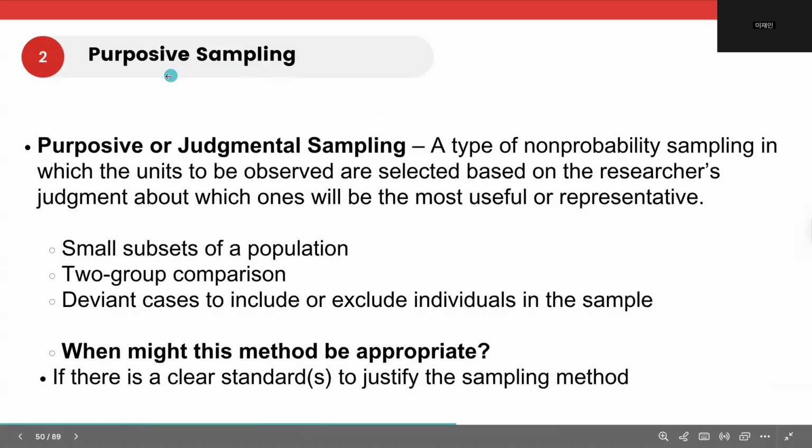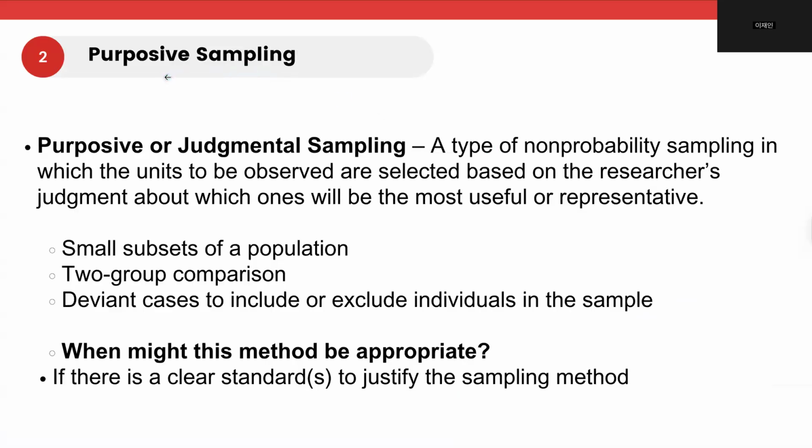All right. And there is a little bit better way: purposive sampling. Purposive, or judgment, sampling is a type of non-probability sampling.